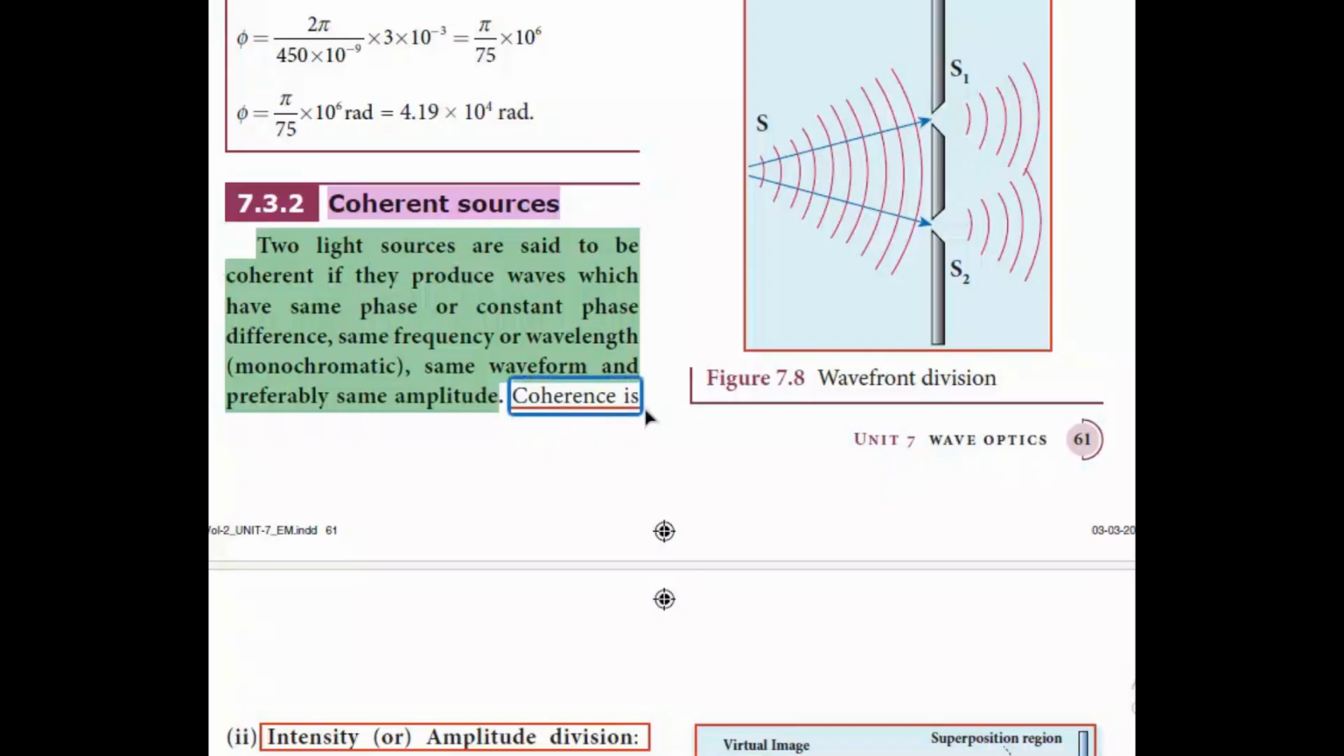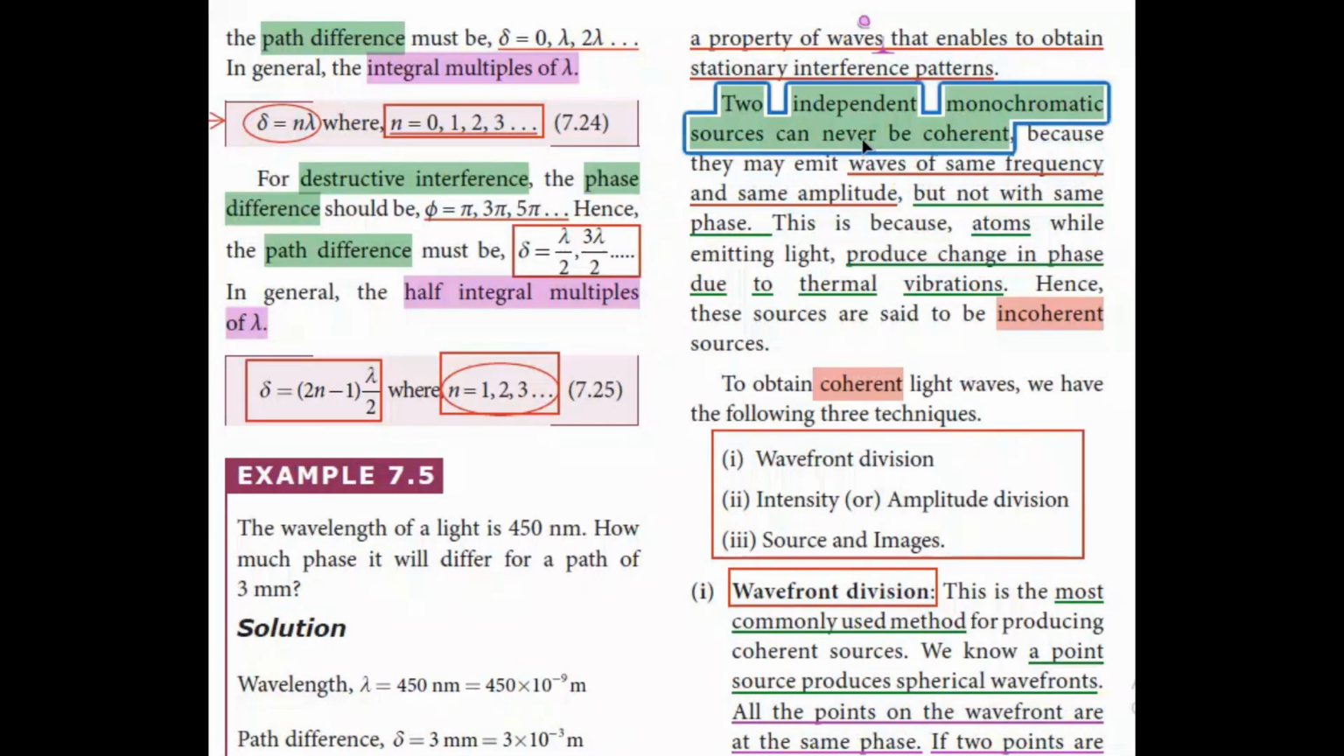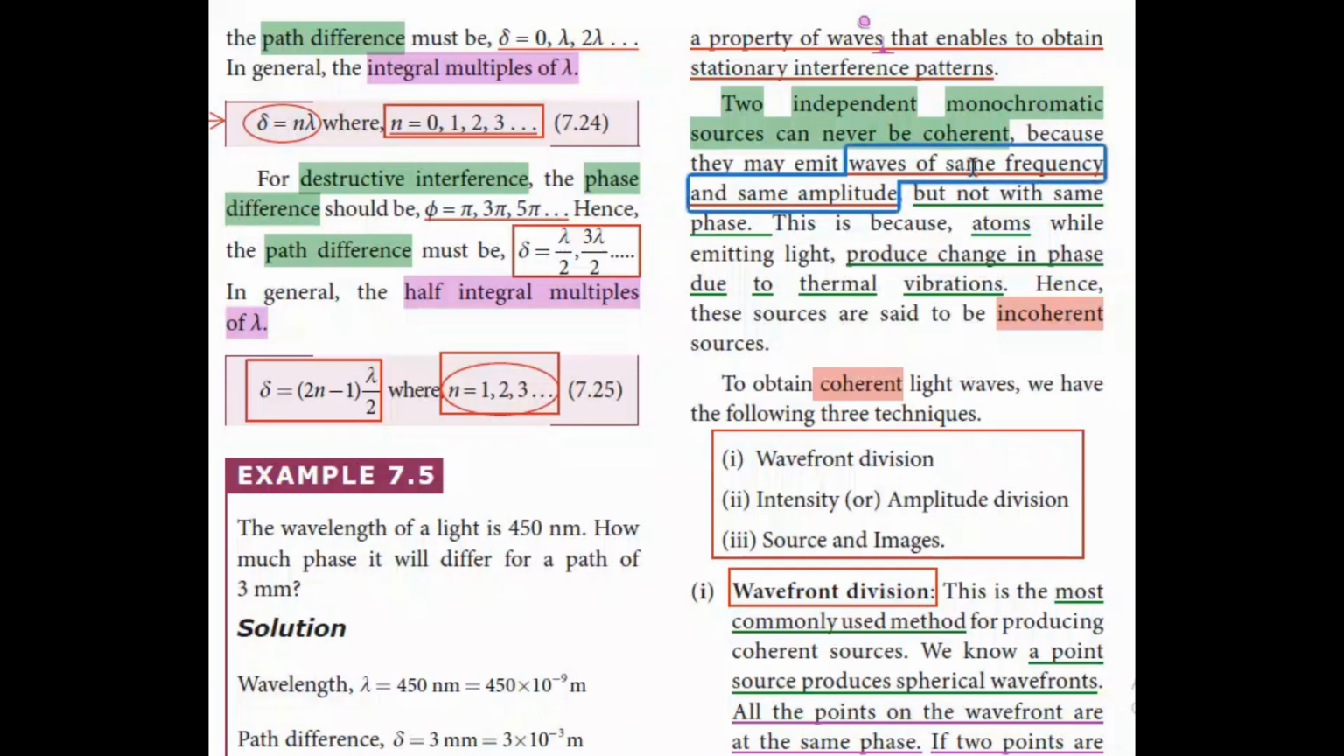Now let us see what coherence is. Coherence is the property of waves that enables us to obtain a stationary interference pattern. Two independent monochromatic sources can never be coherent because they may emit waves of the same frequency and same amplitude but not with the same phase. This is because atoms, while emitting light, produce changes in phase due to thermal vibrations. Hence these two sources are said to be incoherent sources.